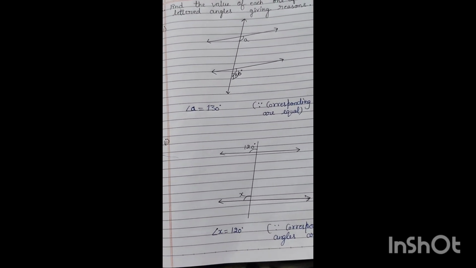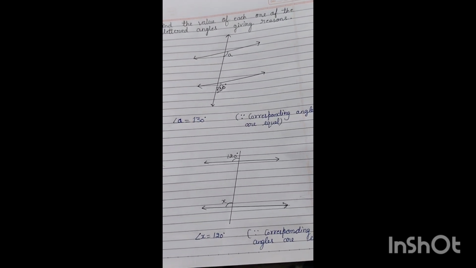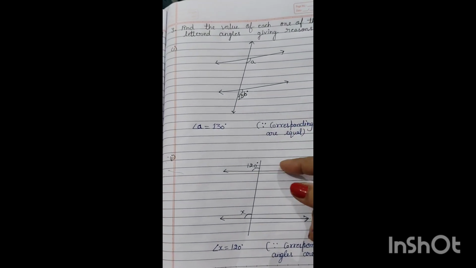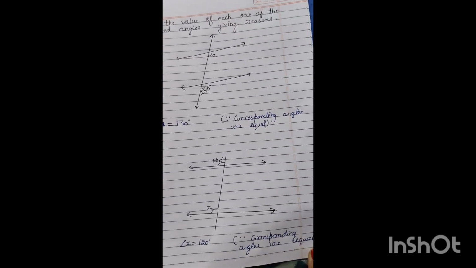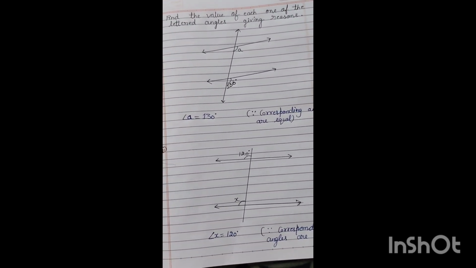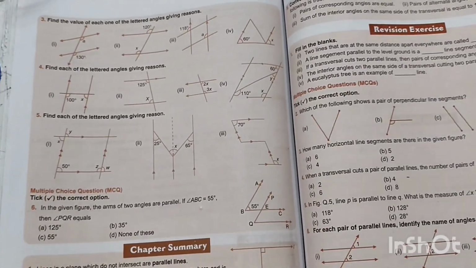In part number 2 also we have to find the value of angle x. So here also we can say the value of angle x equals 120 degrees. In a similar way, because they both are also corresponding angles and the values of corresponding angles are equal, these angles are equal to each other. So up to part number 2 I have explained here. Up to part number 2 we have done.